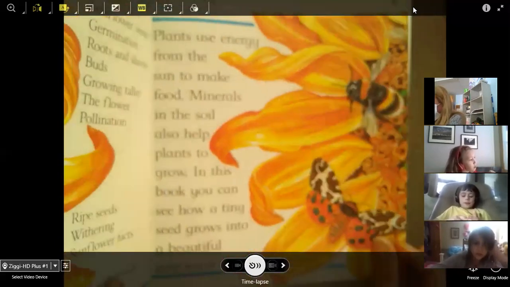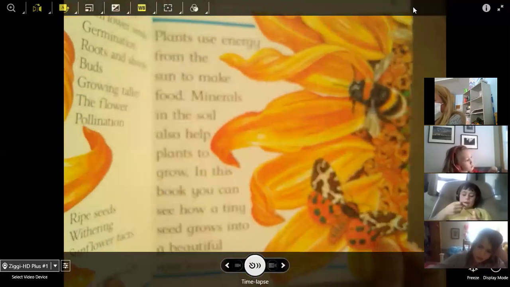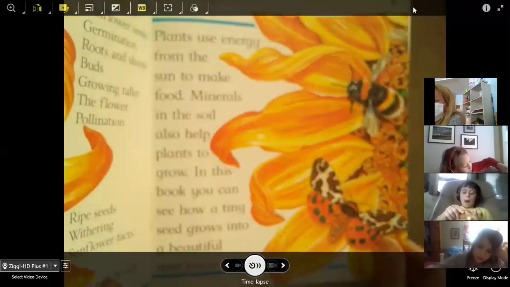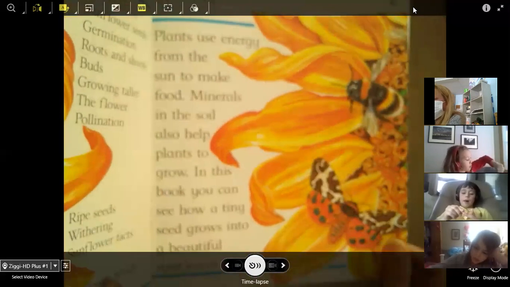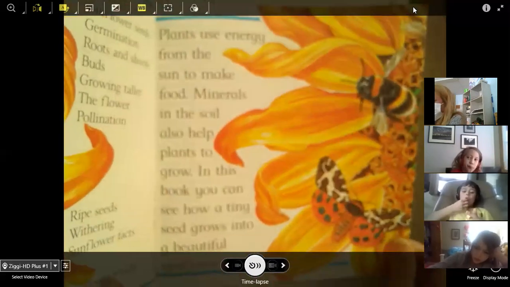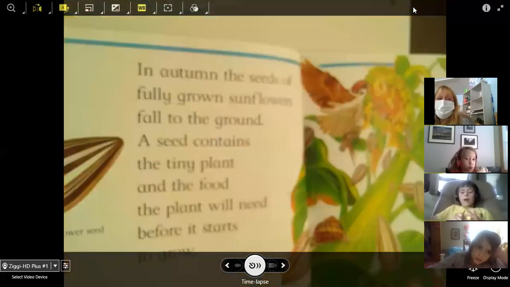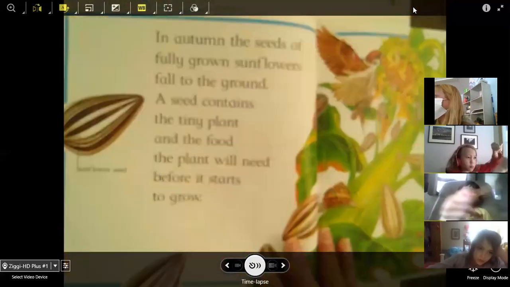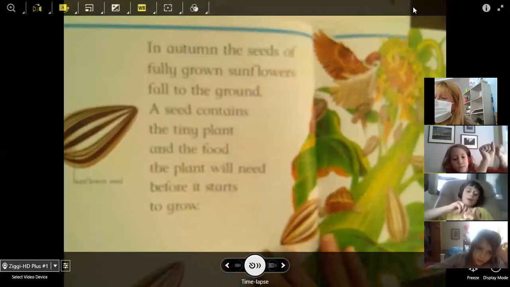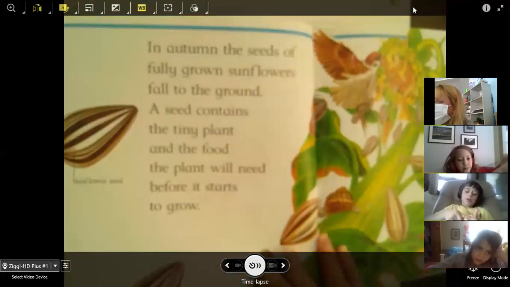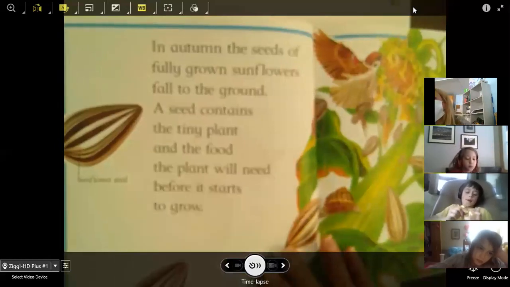Plants use energy from the sun to make food. Minerals in the soil also help plants to grow. In this book, you can see how a tiny seed grows into a beautiful sunflower. In autumn, which is the season, Finn, we're in right now, the seeds of fully grown sunflowers fall to the ground. A seed contains the tiny plant and the food the plant will need before it starts to grow.